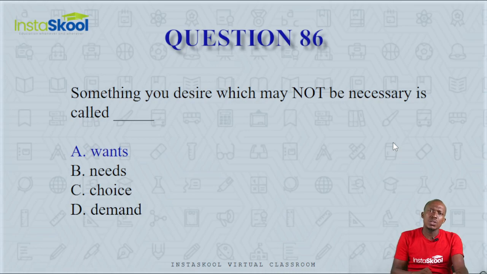Choice is your option of buying among a set of possibilities. So when you have different things that you can buy and you have taken one of those options, then that option that you have taken is your choice. Needs are the basic necessity for survival. You need clothing, you need accommodation, you need food. But wants are mere desires that are not necessary.